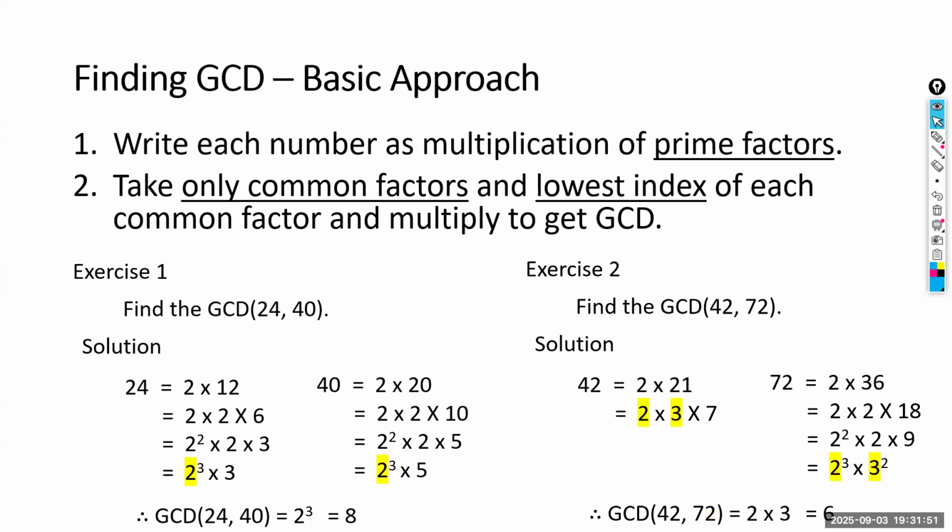This is another example. So 2 is common, the lower index is 1. 3 is common, the lower index is 1. 7 is not common. So therefore, GCD is 6, 3 into 2.